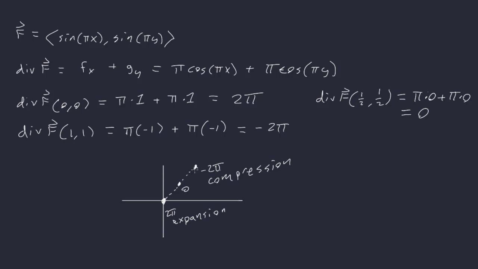So what's happening is along this line, the divergence is decreasing down to 0 and then decreasing all the way down to negative 2 pi. And then if we go all the way up to 2, 2, the divergence will be back at 2 again. Okay, so let's take a look at this on a graph.